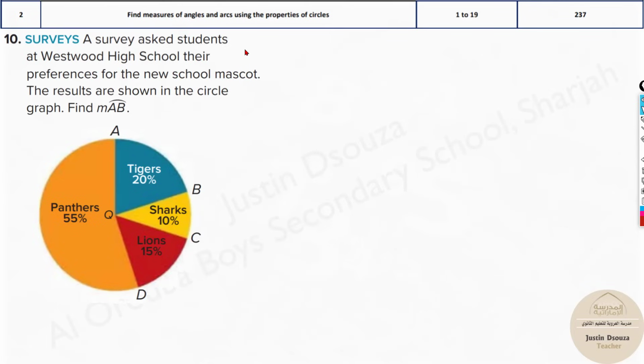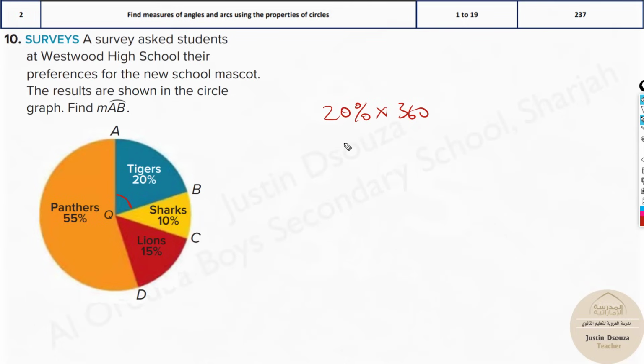A survey asks students at Westwood High School their preferences for a new school mascot. The results are shown in the circle graph. Find arc AB. Now they're just given as a percentage. Can you see this percentage is 20% here? Now 20% of a circle. What is the total degrees of a circle? It's 360, right? Just do this, you will get the answer.